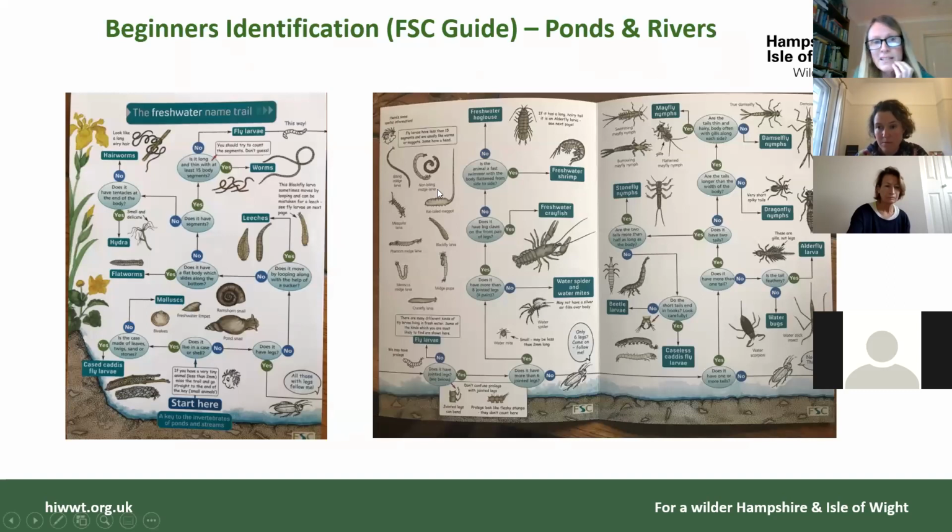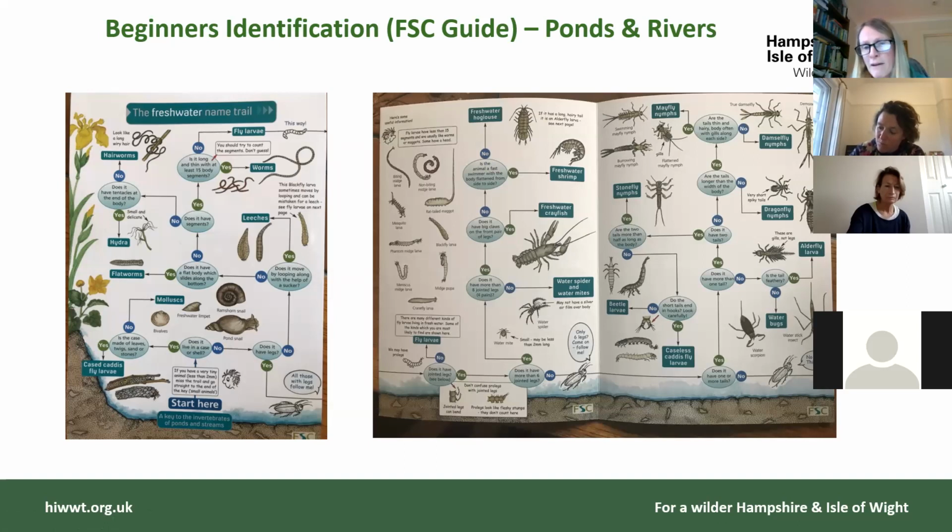So the guide that we tend to use if you're looking at fresh water with the children is this one. We like to use these Field Studies Council guides, the FSC guides. There are a whole range of different guides for everything from butterflies to birds to ladybirds. And this one, the Freshwater Name Trail, is the one that we tend to use for ponds and rivers. It's very, very easy to use.